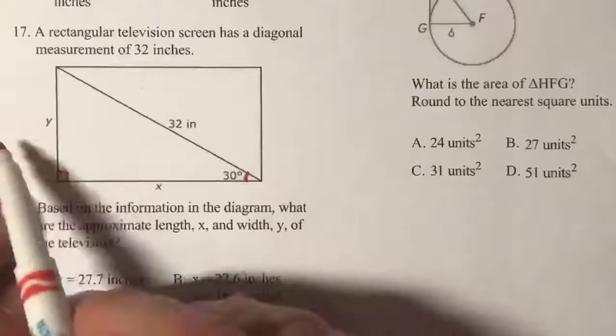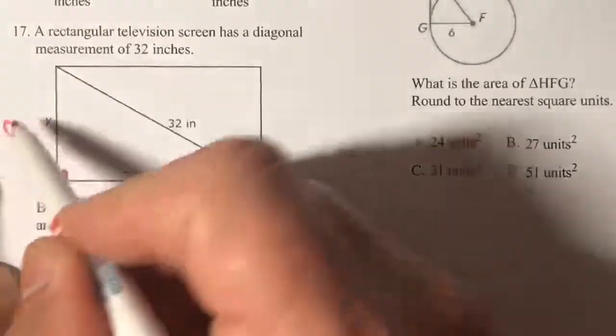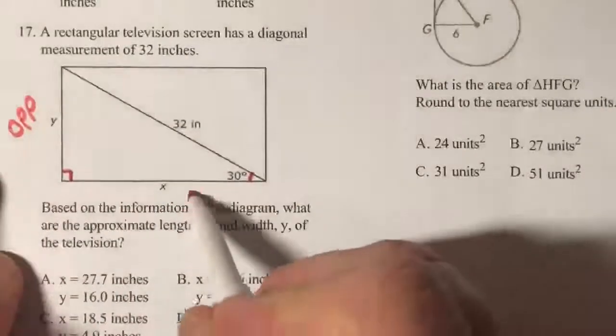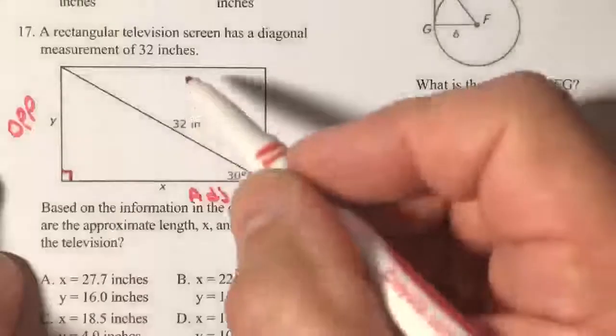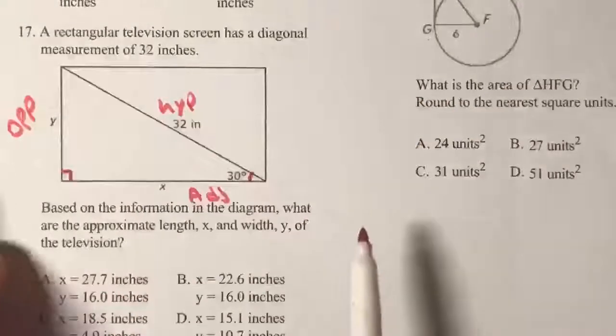So that means I have to start labeling my sides. From the acute angle, this is opposite. Get that label in. We're going to do trig. This is my adjacent. This is my hypotenuse. Opposite the 90 is the hypotenuse.